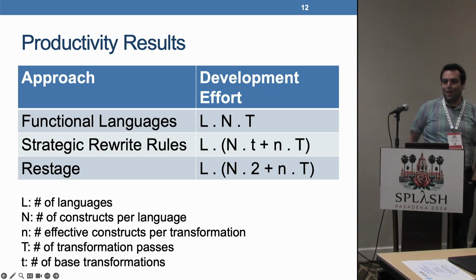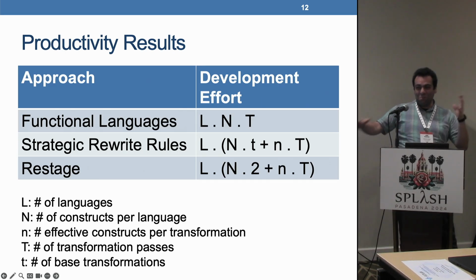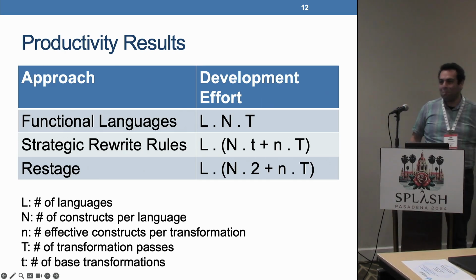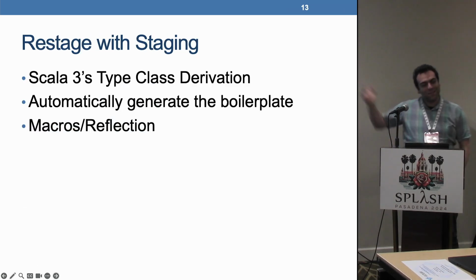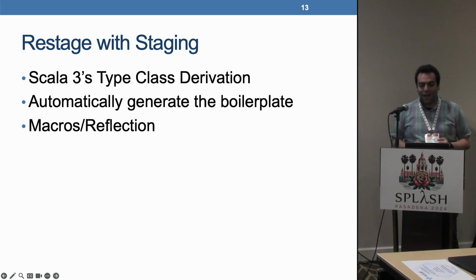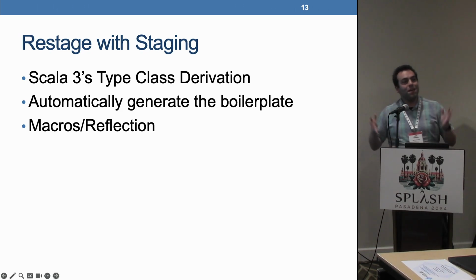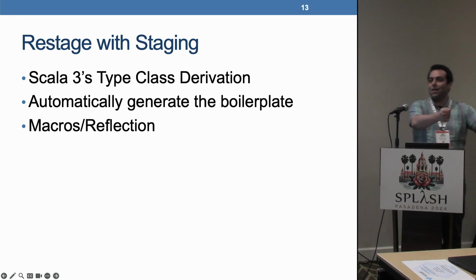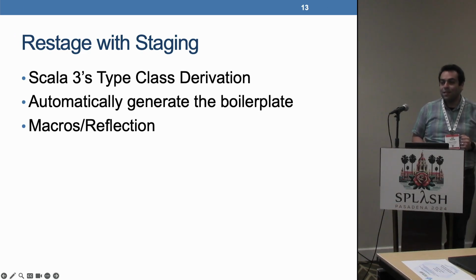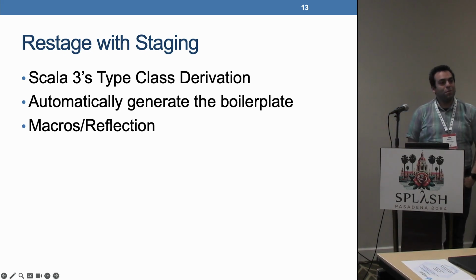Can we do better than that? It's the GPCE conference, so there should be something generative happening here. And this is what we are doing. We are basically using metaprogramming. There is a new feature in Scala 3 called type class derivation, which gives a systematic approach to generate the type class instances and automatically generate the boilerplate code that I've shown you before.